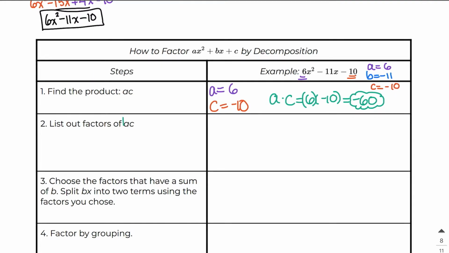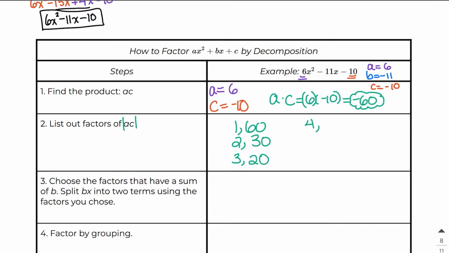Then step 2 says to list out the factors of ac. Let's put an absolute value sign here because I don't really want to think about the sign itself right now. I just want to know the factors of 60 and not negative 60. So some factors of 60, let's start from the beginning. We can do 1 times 60. It's divisible by 2, so 2 times 30 will work. It's divisible by 3, so 3 times 20 will work.